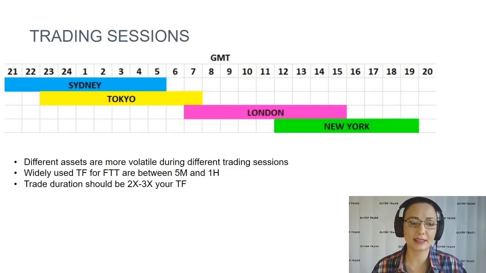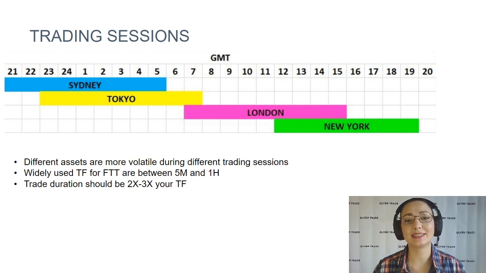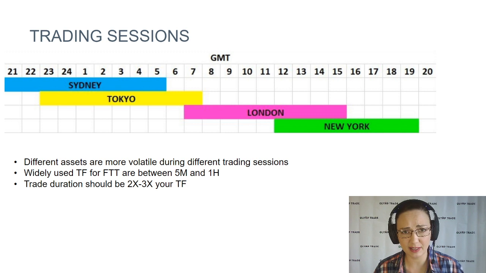So the next thing that I wanted to mention once again is the trading sessions. Different assets are more volatile during different trading sessions. My example is shown on GMT, the Universal Coordinated Time zone, UTC. Anyways, basically GMT, but you can adjust this.